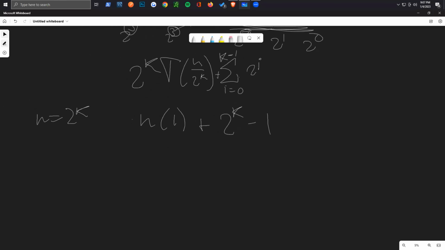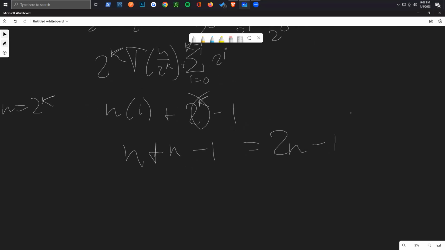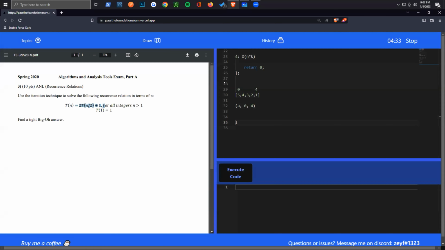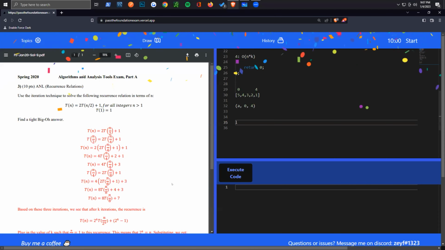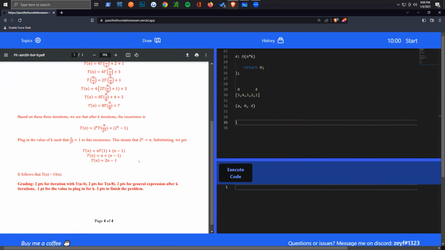Okay, so right here, we're gonna have our substitution, and we can substitute this with n. So we have n plus n minus 1, which is equal to 2n minus 1. All right, so let's see that real quick, and yeah, that's the answer.